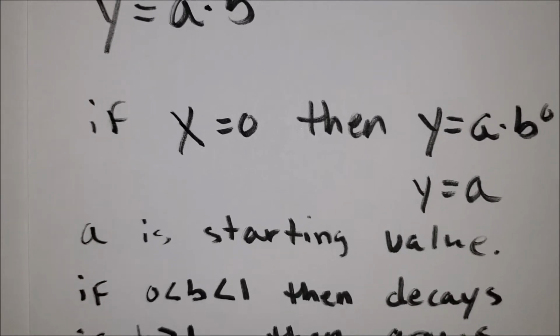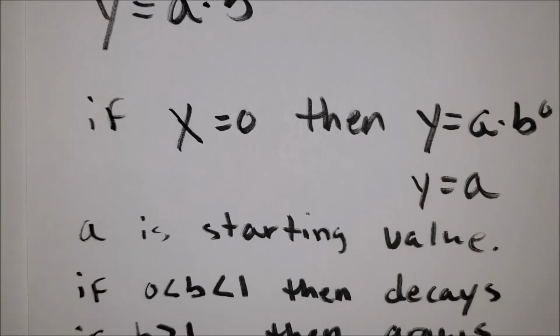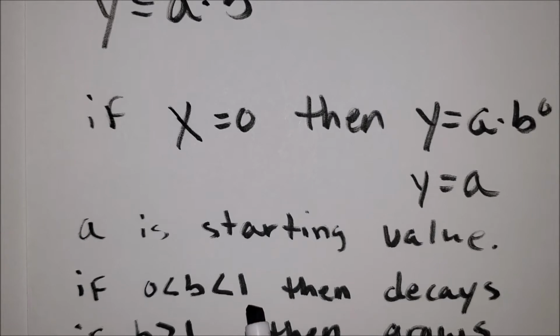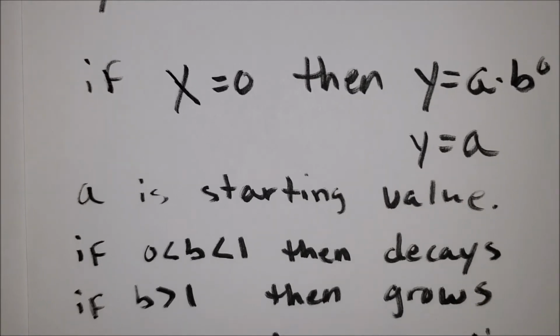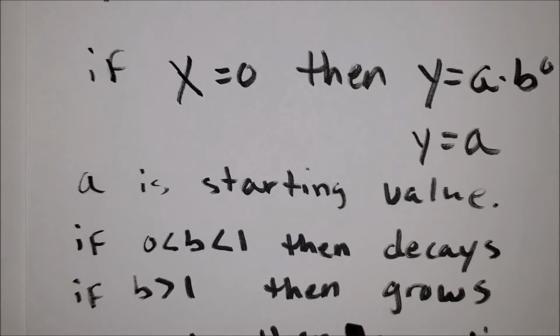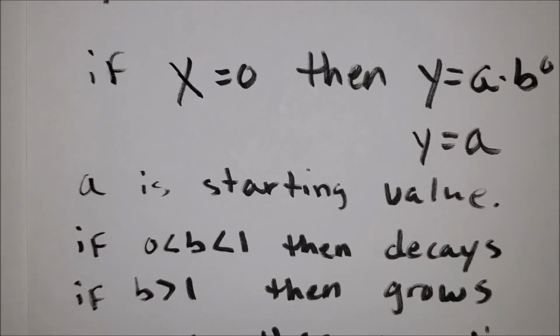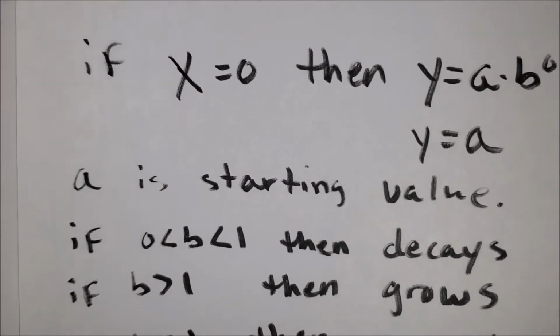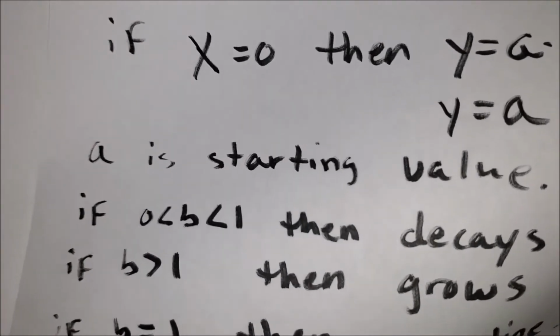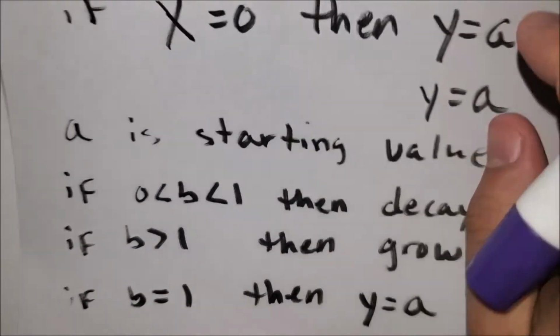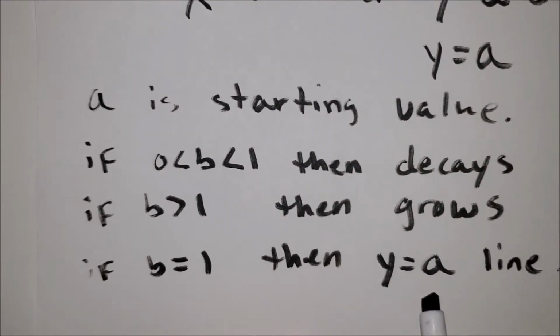If b is between 0 and 1, then you're going to decay. You have what's known as exponential decay. If b is greater than 1, then the function is going to grow. We have what's known as exponential growth. And if b equals 1, then we simply have y equals a, which is just a simple horizontal line.